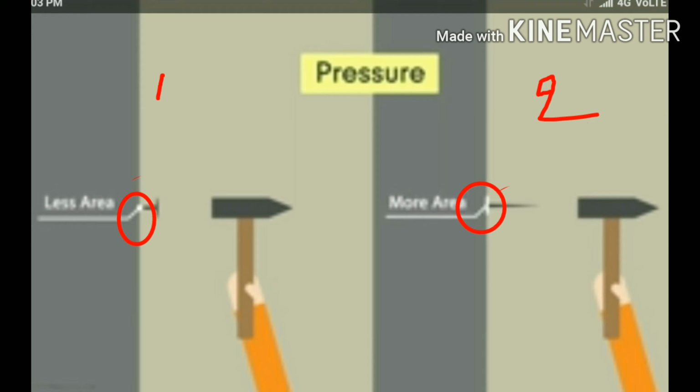That means here not only the force, but the area on which the force is acting is also important. In case 1, the pointed shape is towards the wall. That's why the force applied by you is acting through less area. Whereas in the second picture, the force applied by you is acting on a broad, flattened surface. That's why the effort is less. That means not only the force, but the area it acts on is also important. This is the new concept.